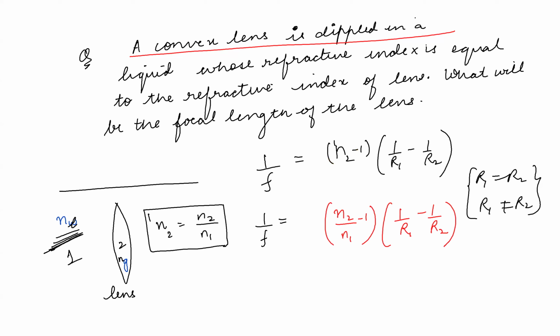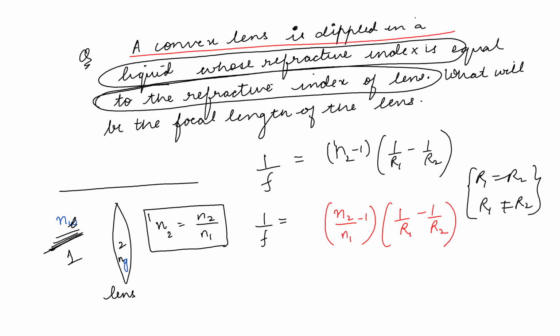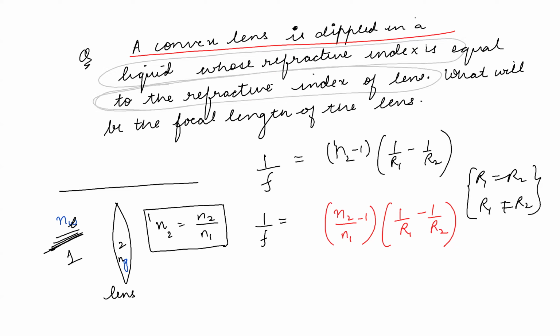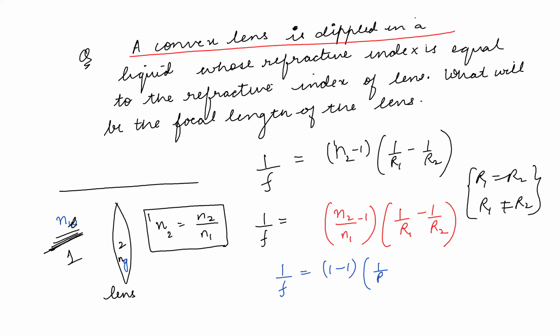Now, both of them are equal. N1 is equal to N2. How do I get to know? It says a convex lens is dipped in a liquid whose refractive index is equal to the refractive index of the lens. So 1 by focal length is going to be (1 minus 1) into (1 by R1 minus 1 by R2). This value comes out to be 0.